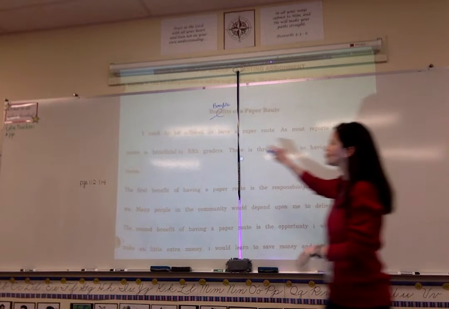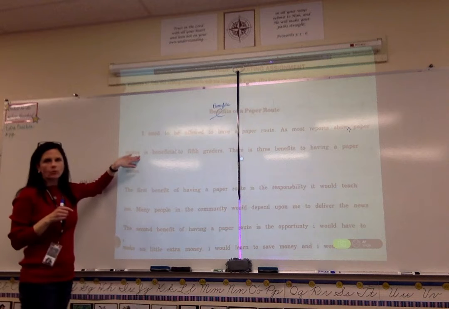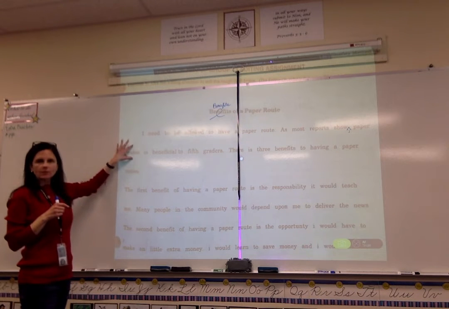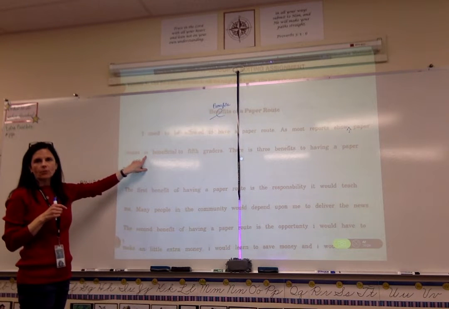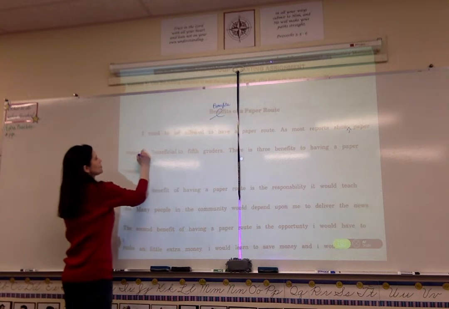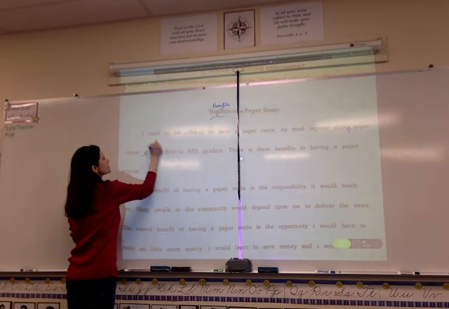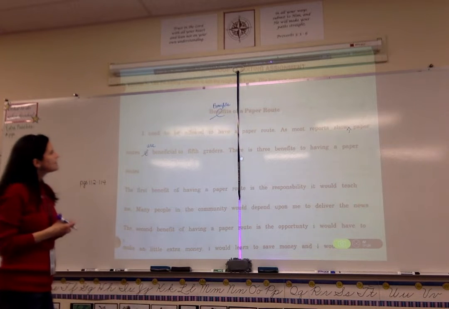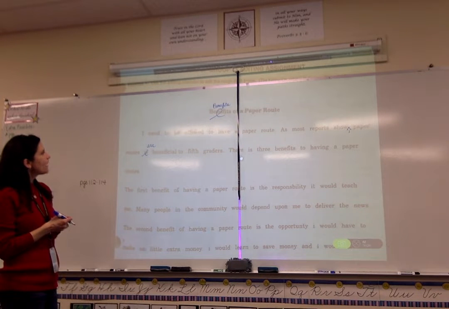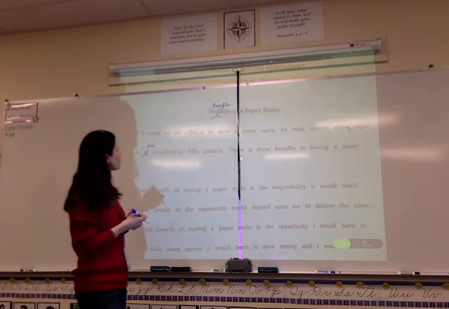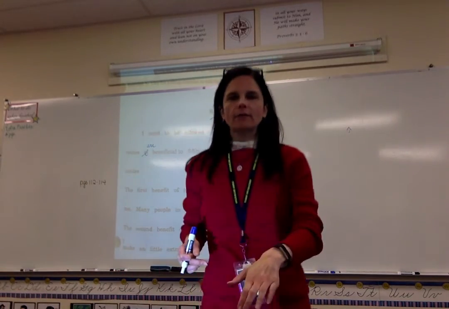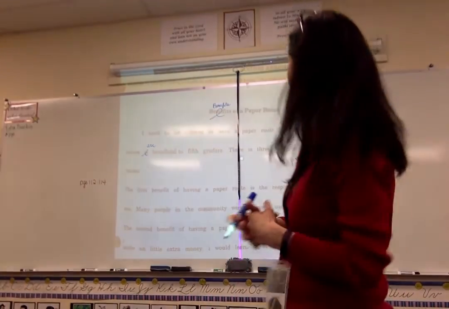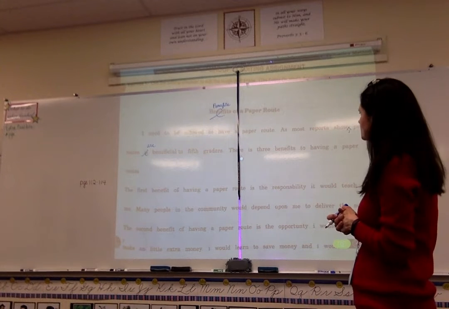As most reports show, paper routes is beneficial to fifth graders. Okay, paper routes, that's plural. So if the subject is plural, the verb needs to be plural also. Is is a singular verb. So we need to change that to plural, which is are. As most reports show, paper routes are beneficial to fifth graders. Okay, that looks better. I think we've gotten our mistakes from the second sentence.